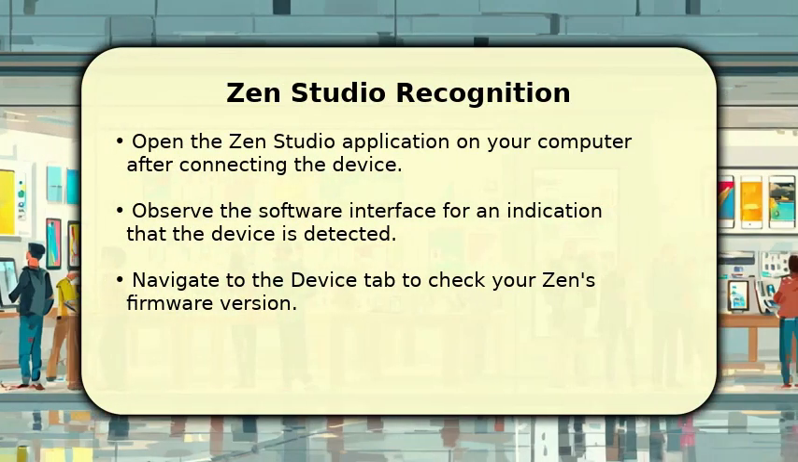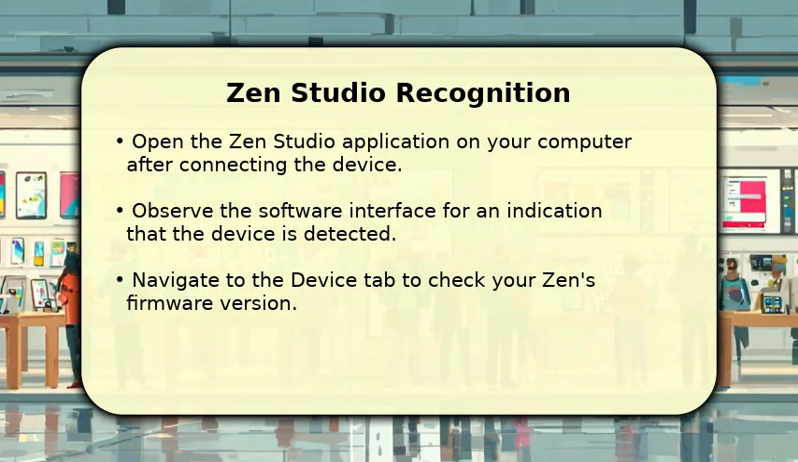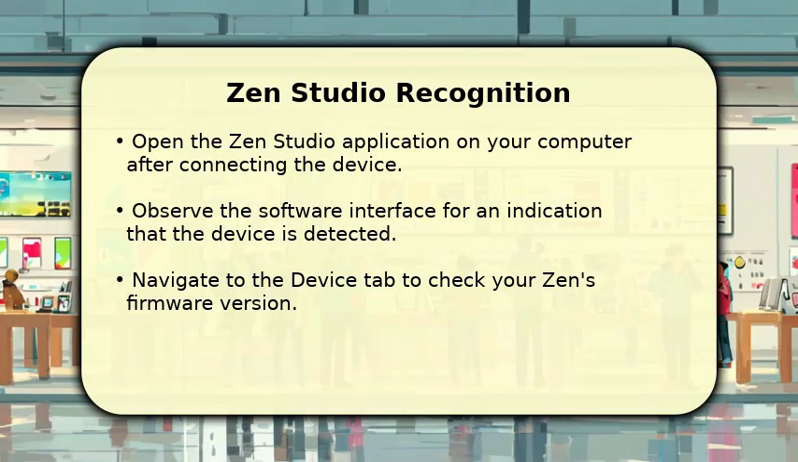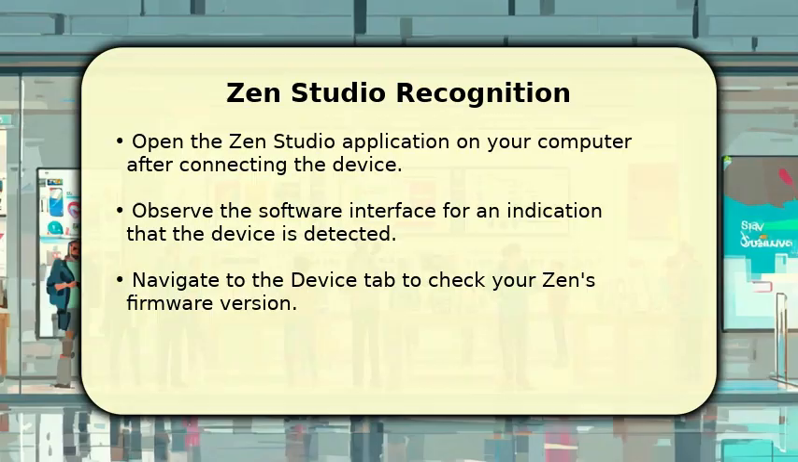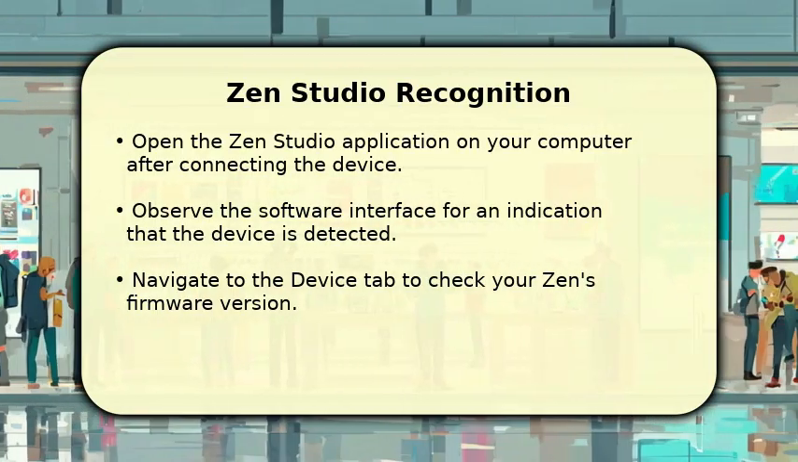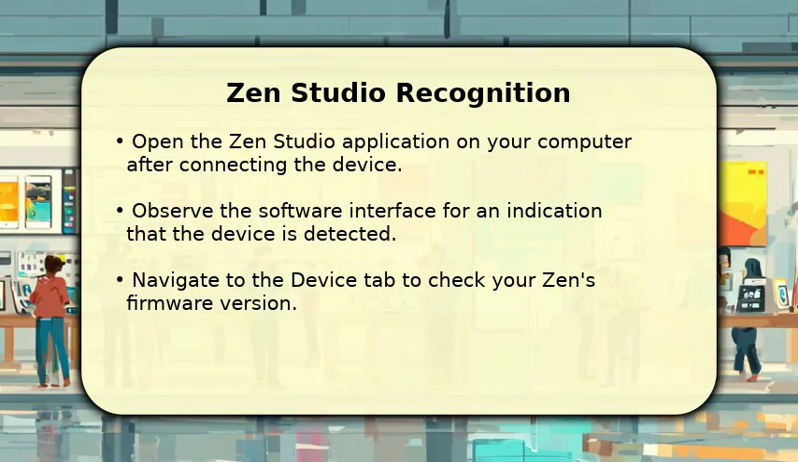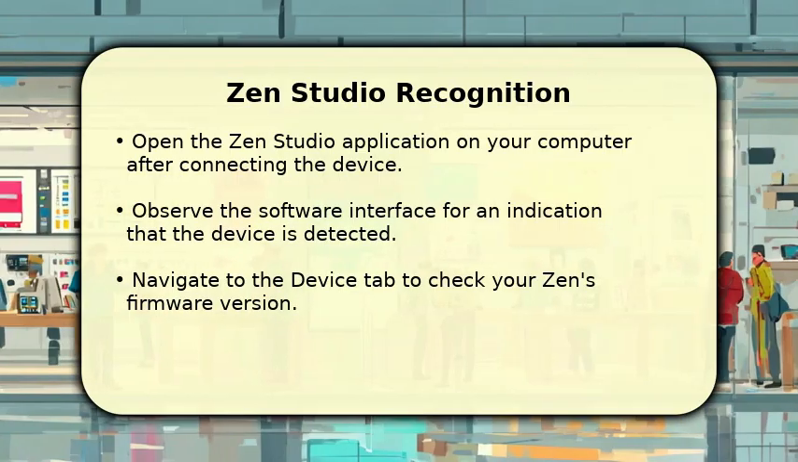Now, launch the Zen Studio application on your computer. After a few moments, you should see your Zen device recognized within the software, usually indicated by a green icon or specific device information populating. If prompted, it is crucial to update your Zen's firmware to the latest version directly through Zen Studio. This ensures compatibility and access to all features.